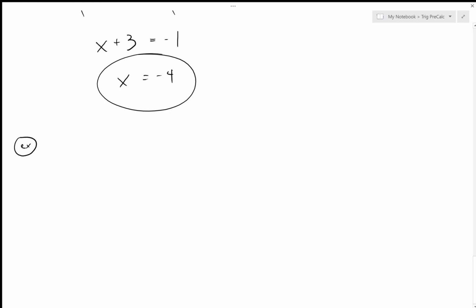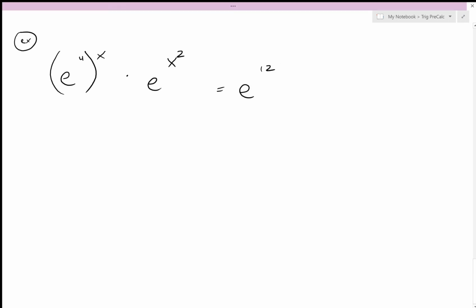So, for example, let's take another e problem. So we have e to the 4 outside of that x times e to the x squared equals e to the 12. This time they all have an e base, so these are all ready to go right now. Cancel, cancel, cancel.